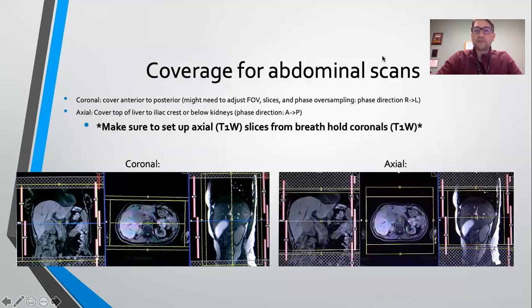All right, coverage for abdomen scans. When it comes to coronal, that's pretty simple. We just cover A to P and turn on some oversampling. But for axial, we need to get a couple of slices above the top of the liver, so we're going to be scanning into the lungs to below the kidneys. Most of the abdomen scans are going to be axials, so it's really important that we get from the top of the liver to below the kidneys.